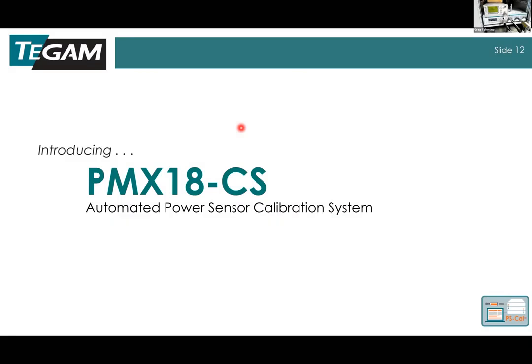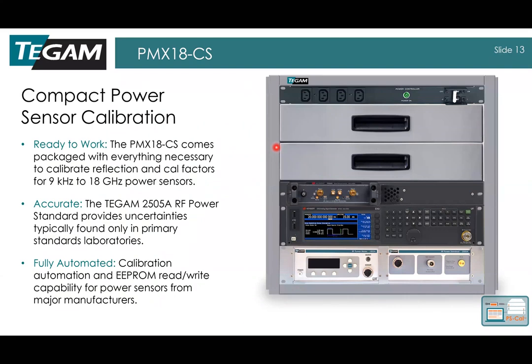I want to take a moment and just introduce the PMX 18-CS. This is a new system that we've just put together, and we'll be getting this up on the website relatively soon and let you guys check it out a little bit more and read in more detail. This is just a quick overview of what's out there. It's an 18 gigahertz calibration system that includes a TEGAM 1830, TEGAM 2505, and you see a small footprint EXG generator there, and a headless VNA, a couple drawers for accessories, and a laptop, and of course the power strip.